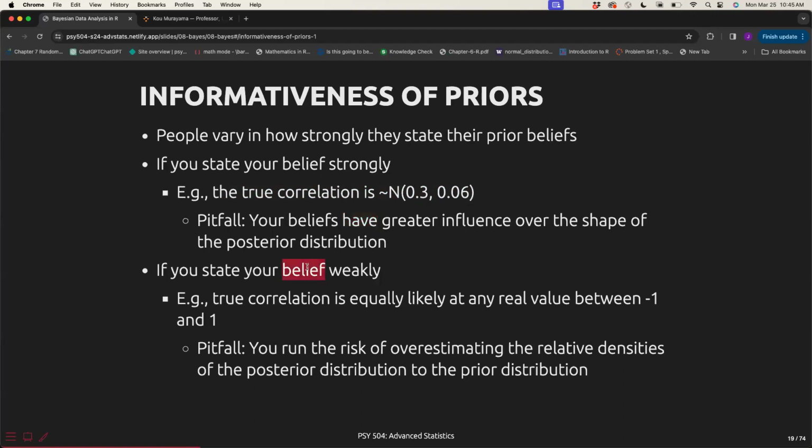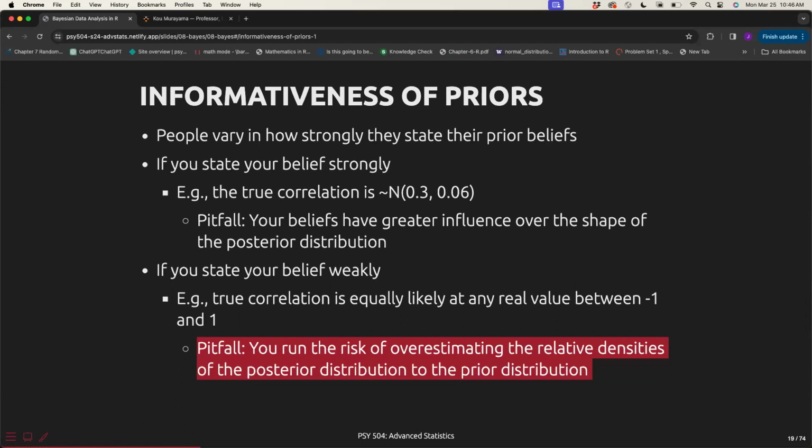You might state your belief or your prior very weakly. So if you are applying a non-informative prior distribution, such as a uniform distribution, or you state that the value is between -1 and 1, that would be stating your belief weakly. And the pitfall of this is that you can overestimate the densities of your posterior relative to your prior. What that means is that the posterior distribution is going to swamp the prior distribution, right? So the prior does not really matter. And that could be a good thing, but that could also be a bad thing.